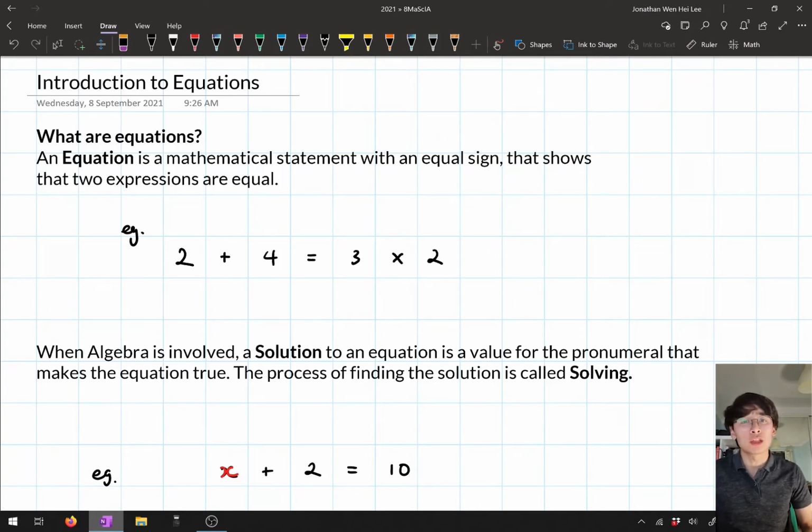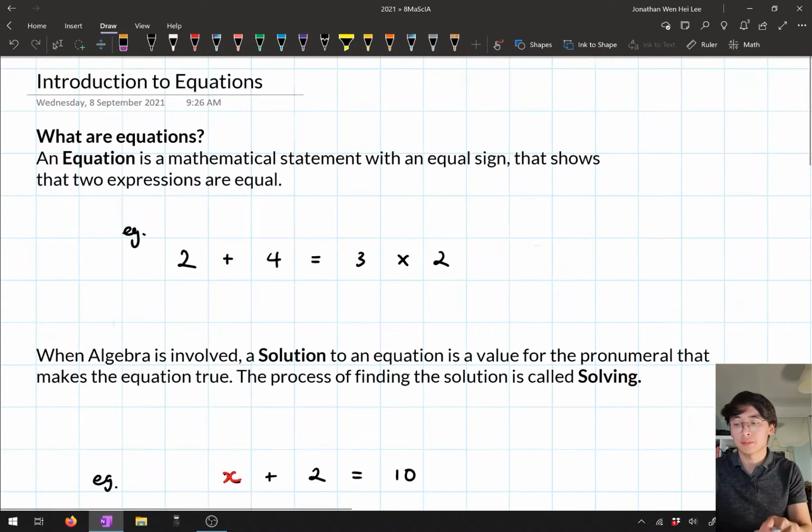In this next video we're going to be looking at the next section of this topic, a short section on solving equations. In today's lesson we're going to be looking at what equations are and how to solve a few simple one-step equations and two-step equations. So let's get started into today's lesson.